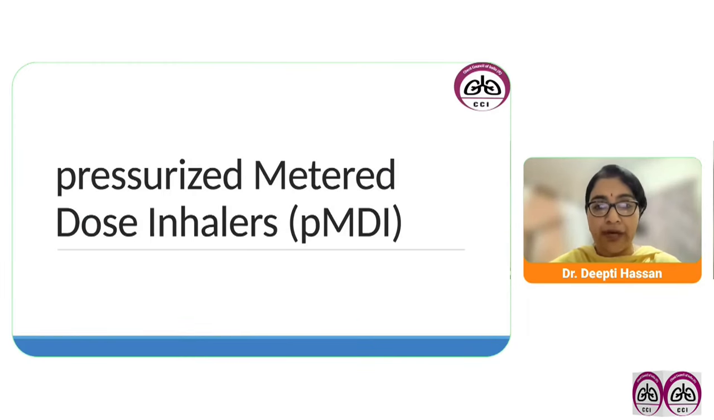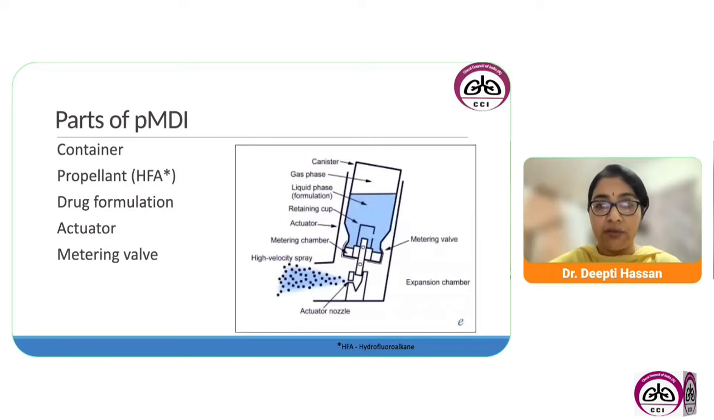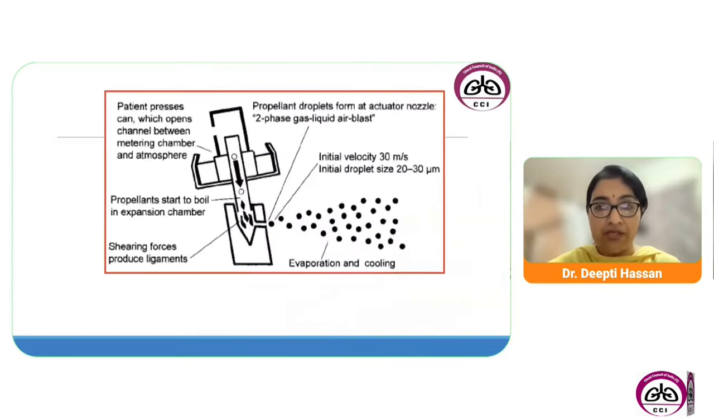So beginning with the pressurized metered dose inhalers, those are the parts of the MDI. You have a container, you have a propellant. Nowadays, it is hydrofluoroalkane, which is a very environment friendly propellant. Drug formulation, actuator, and the metering valve. So what really happens when the patient presses the can, which opens the channel between the metering chamber and the atmosphere, the propellant starts to boil in the expansion chamber.